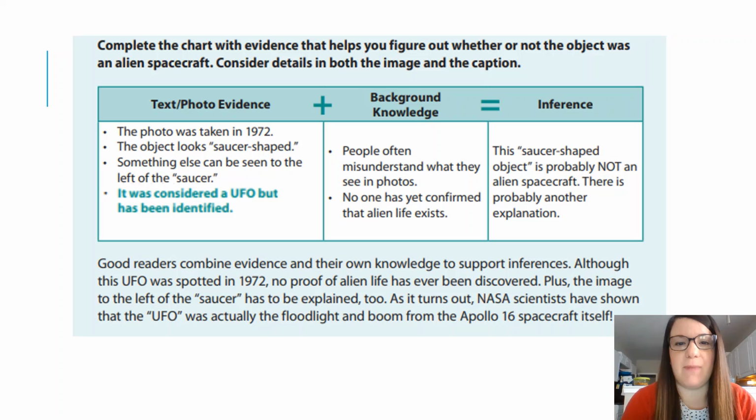Good readers combine evidence and their knowledge to support inferences. Although this UFO was spotted in 1972, no proof of alien life has ever been discovered. Plus, the image to the left of the saucer has to be explained too. As it turns out, NASA scientists have shown that the UFO was actually the floodlight and boom from the Apollo 16 spacecraft itself. So there you go. That's what the flying saucer actually was.